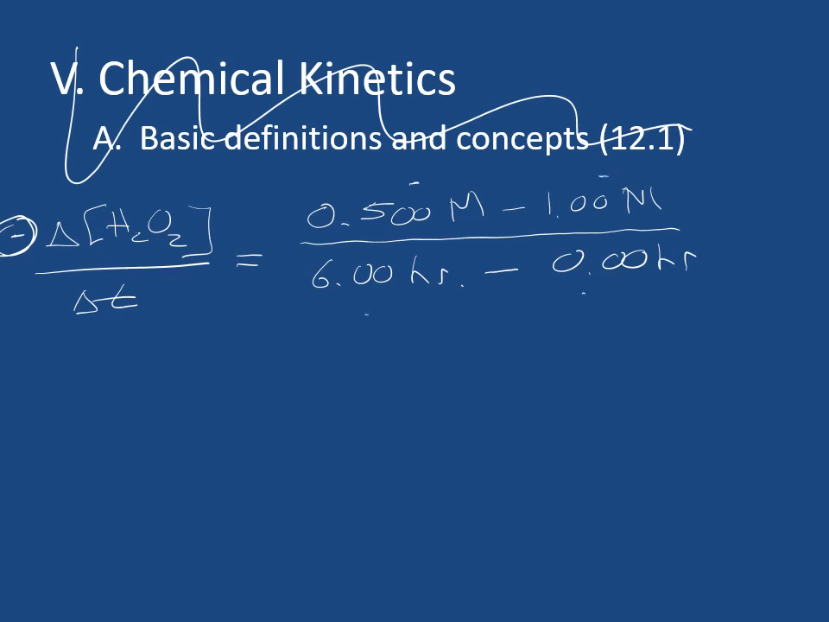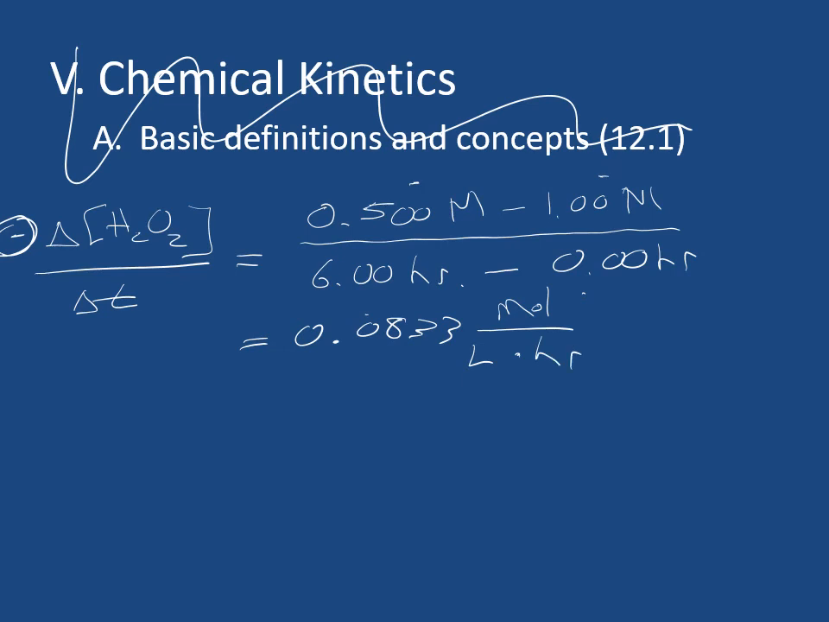So I'm not going to do that one here for you. But if you do that, you can double check my math. I think you get a number that's 0.0833. And what are the units there? Well, that's going to be molarity per hour. Another way of writing that is moles over liters, because that's molarity, times hour. I'm not too worried about that right now.